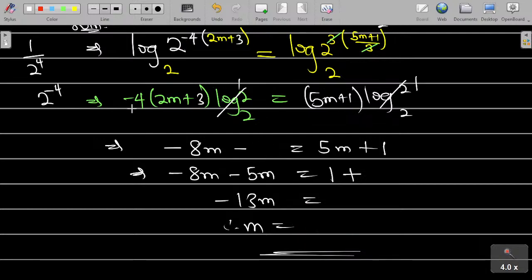If you open this bracket, you should get minus 12, and then by the time you transfer this to the other side, it will become plus, which will give you plus 13. So this should be 13 all over minus 13, which is equal to minus 1. Sorry about that.